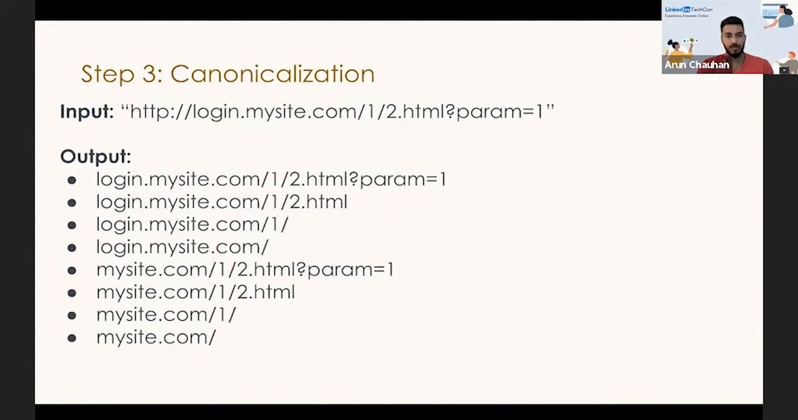Now, the third step is canonicalization. So here you can see the input URL is login.mysite.com, then 2 paths, and then a parameter. So here we will generate all the variations of this URL. We'll take the original URL and in the first line, we'll chop off the parameter, and we'll start chopping off the paths. So we'll produce a set of URLs. Now it might happen that maybe the whole site isn't bad, or maybe just the login page of the site is bad. So we need to generate all these variations.